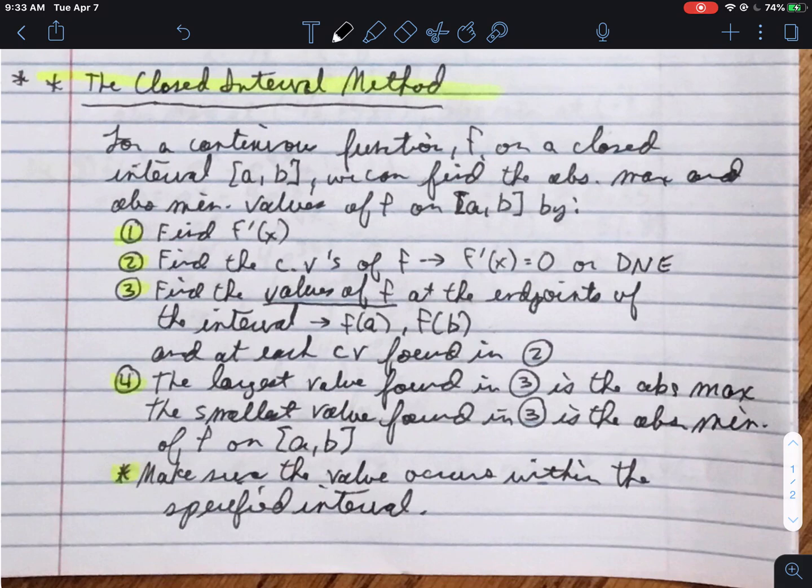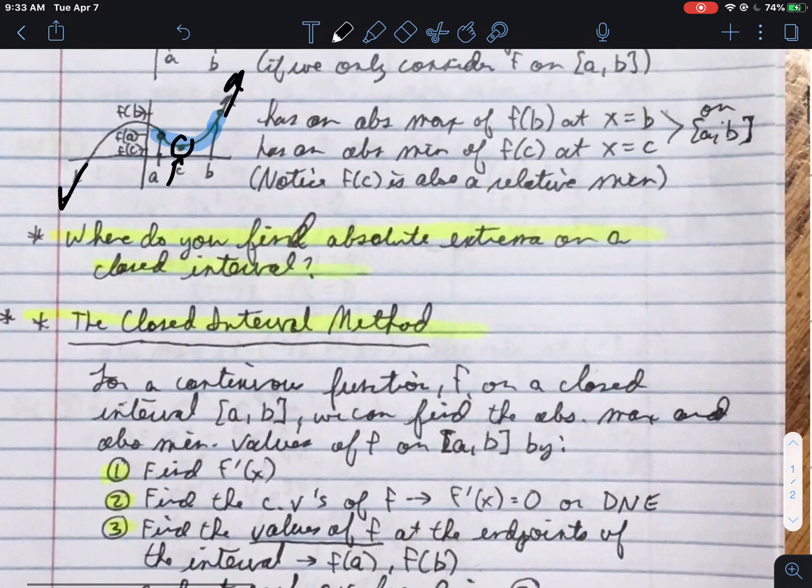And that's mainly about step 2, because you could have a critical value that's not in the specified interval. Like if we back up to this second graph that we had looked at, this function has another critical value over here. Right, there's another turning point. There's another place on that graph where the derivative is 0. But that point is not in our interval between a and b.